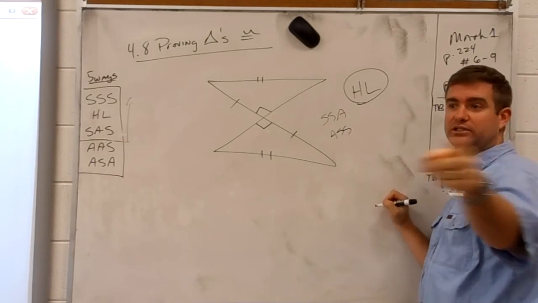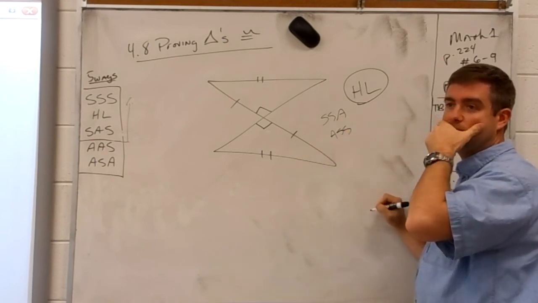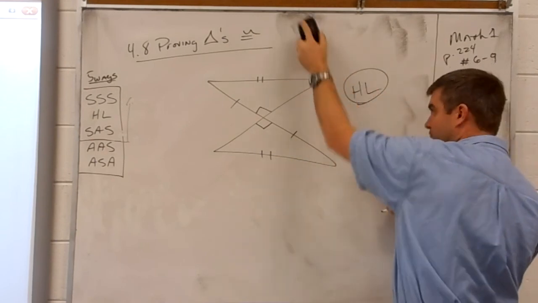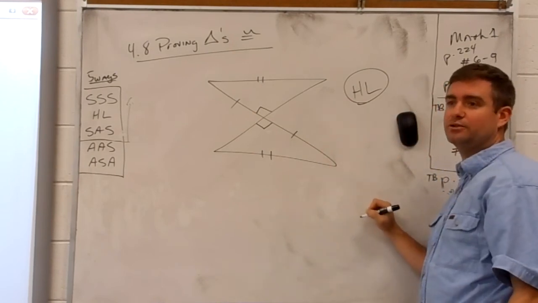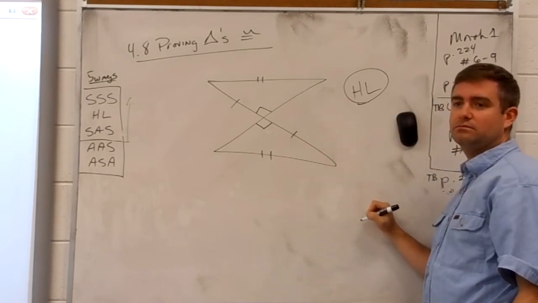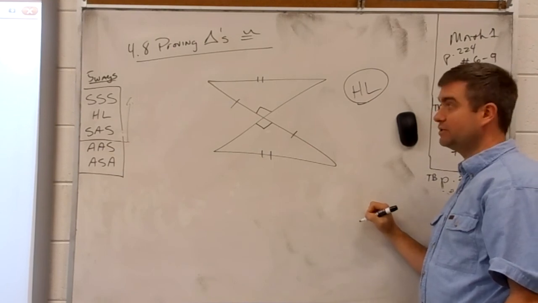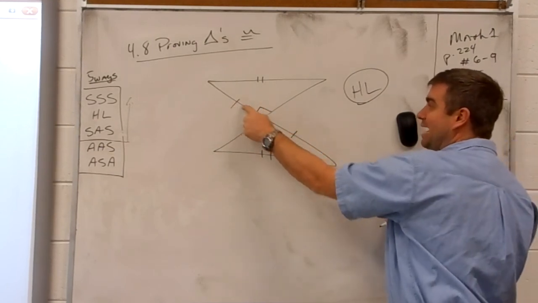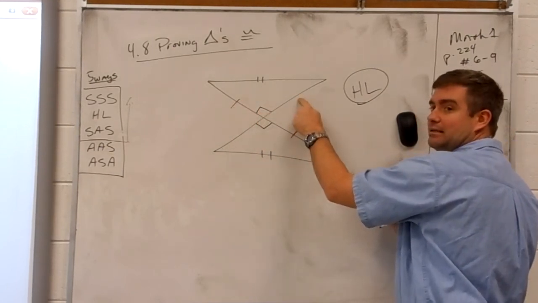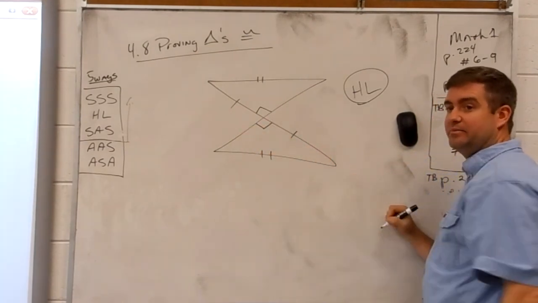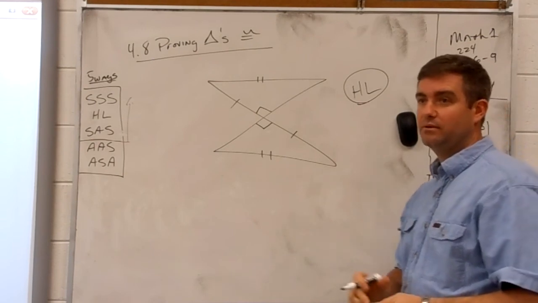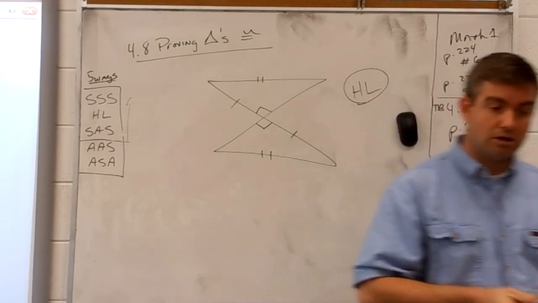Okay? Questions? Dustin? So HL is only with right triangles? That's right. HL, hypotenuse. The only time you get a hypotenuse is when it's a right triangle. So it wouldn't be side, angle, side? No, it wouldn't, because you don't have side, angle, side. The angle has to be in the middle. Okay? All right, questions?